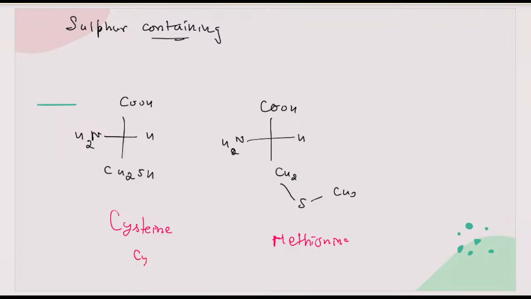Okay, I'm sorry, I missed the symbol. This is Cys and this is Met. And how to remember this? There's no mnemonic for this, I'm sorry. So this is the sulfur containing amino acid.